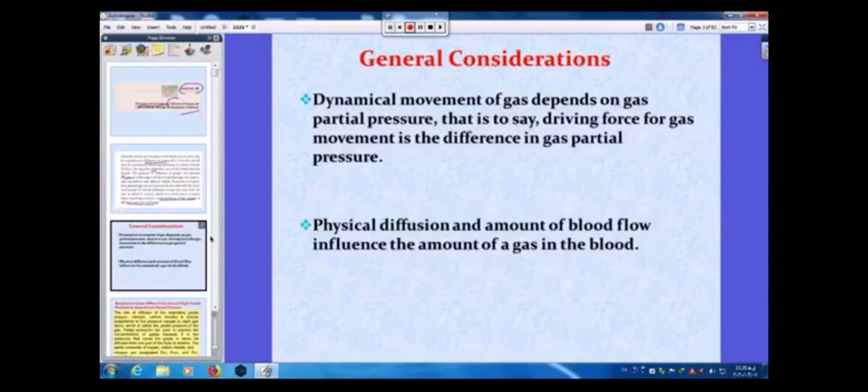For general consideration, you should know that the dynamic movement of gas depends on gas partial pressure. That is to say, the driving force for gas movement is the difference in partial pressure. Another point we should mention is that physical diffusion and the amount of blood flow influence the amount of gas in the blood.